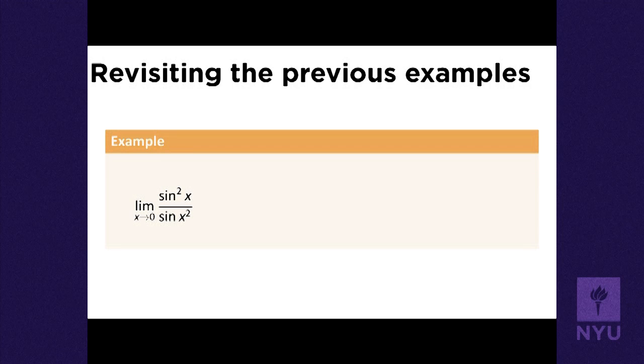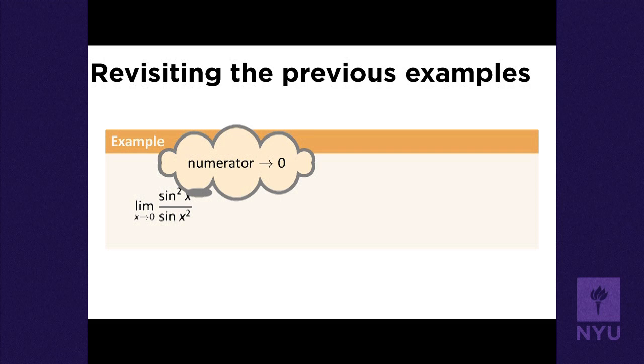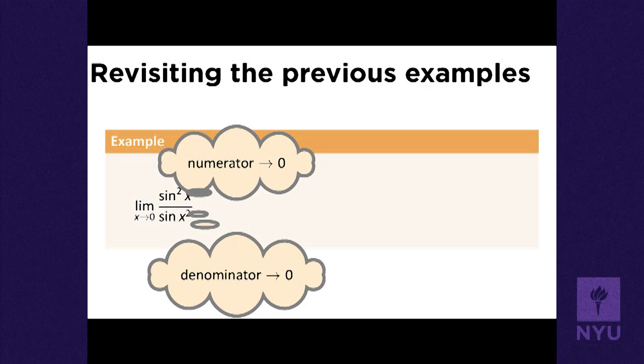Let's try it for sine squared x over sine x squared. Numerator goes to 0, denominator goes to 0. If we're lucky, we can use L'Hopital's rule to find the limit. For that, we would need the derivative of the numerator and the derivative of the denominator. The derivative of the numerator is 2 sine x cosine x. The derivative of the denominator is cosine x squared times 2x. Both of those are by the chain rule.